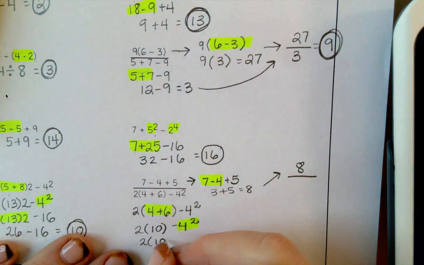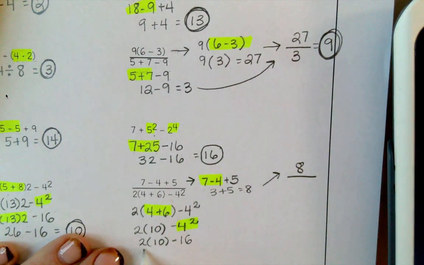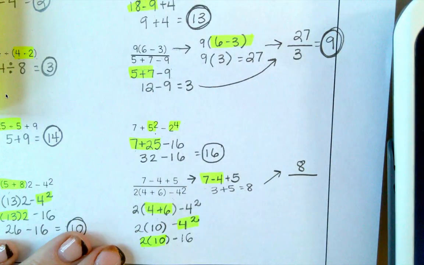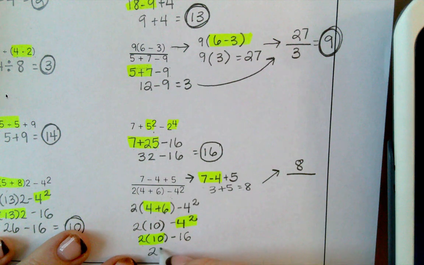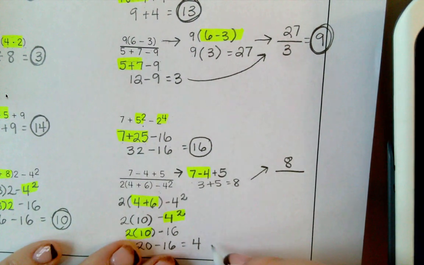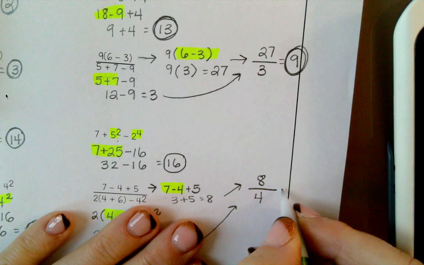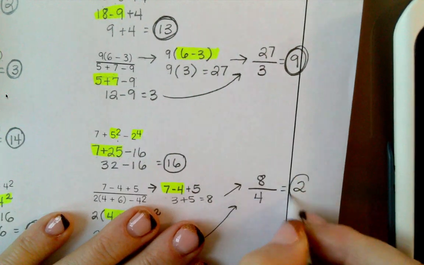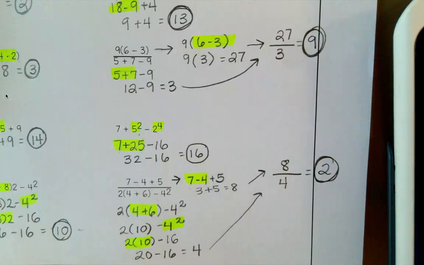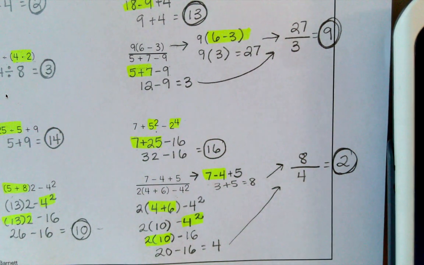2 times 10 minus 16. Now I have multiplication and I have subtraction. And we know that multiplication and division come first. So I'm going to highlight that. 2 times 10 is 20. Minus 16 gives me 4. Bring the 4 over here. I have 8 divided by 4, which when simplified is 2. Yes, friends, it's a lot, but I'm telling you, you can do it because you're going to have lots of practice while I'm gone.